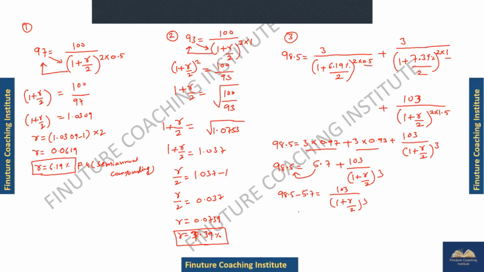And this would be around, say, 92.8 approximately. So 92.8 is equal to 103 divided by 1 plus r by 2 to the power 3. Now this is something similar to what we already tackled for zero coupon. So I can bring this over here, 103 over 92.8. So 1 plus r by 2 to the power 3, 103 divided by 92.8.